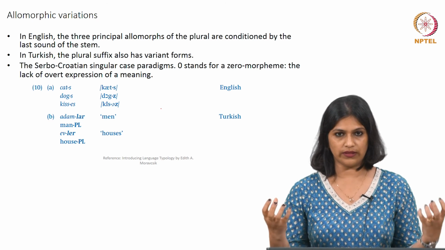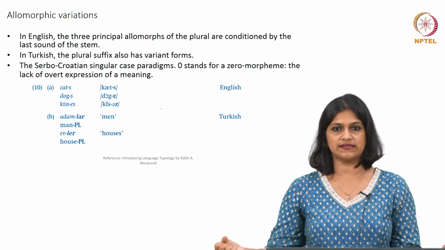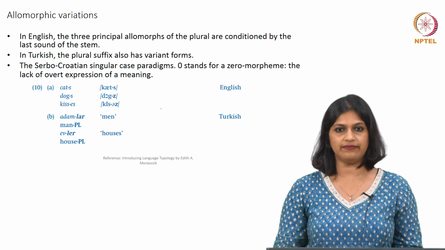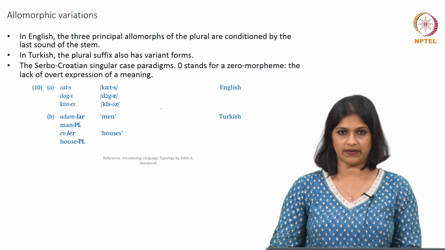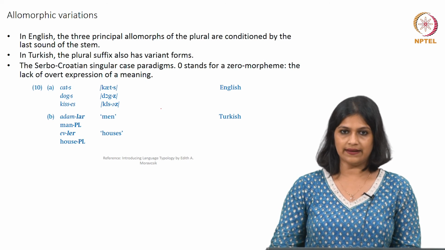So, when the root word is Adam, the morpheme is lar. When the root word is ev, the morpheme is ler. So, the forms are different, but the meanings are the same. That is why both English and Turkish will have allomorphic variations.